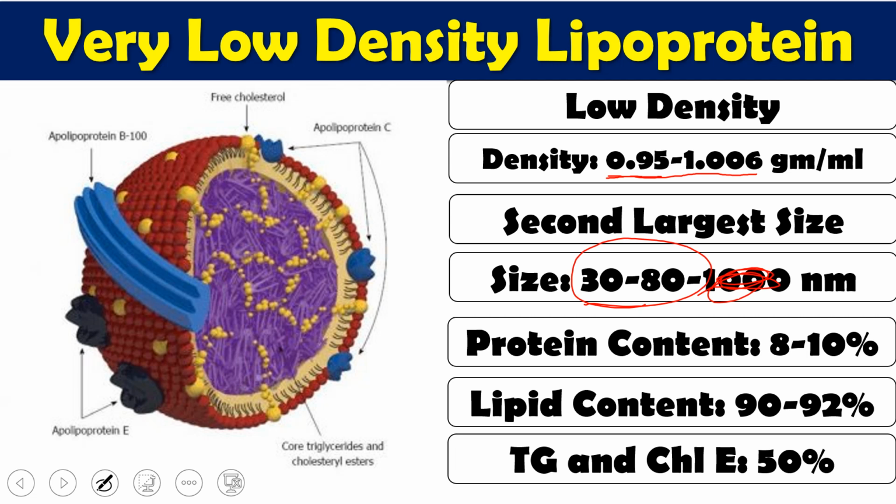Density increases because of protein. As we have seen in the case of chylomicron, protein content was only 1 to 2%, but here protein content is roughly 8 to 10%. As protein content increases, density increases, and as density increases, size decreases. So 8 to 10% is protein, and the remaining 90 to 92% is lipid content. Out of this, triglyceride and cholesterol ester constitute roughly 50% of the lipid content.